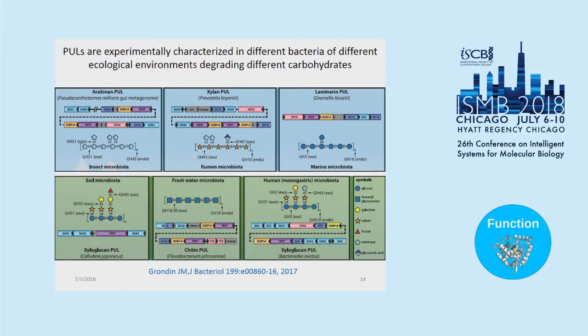So in the past 10 years, over 3 dozen PULs have been experimentally characterized in different bacteria from different environments. Here we see PULs characterized in insect gut, in cow rumen, in human gut, also in marine sediments, in soils, etc. Interestingly, all of those bacteria are from 2 major bacterial phyla, which are Bacteroidetes and Proteobacteria. The other interesting thing, shown in yellow and purple, is that all those PULs have 2 important proteins. One is SusC, the other is SusD, which I showed you in the previous slides.